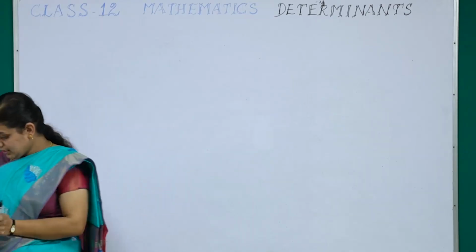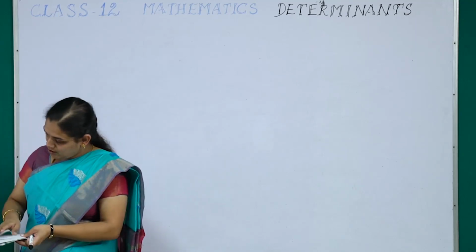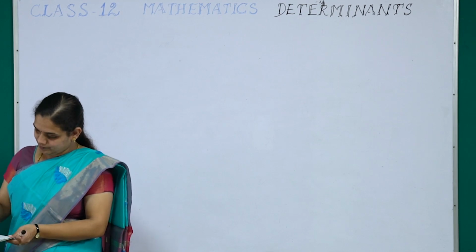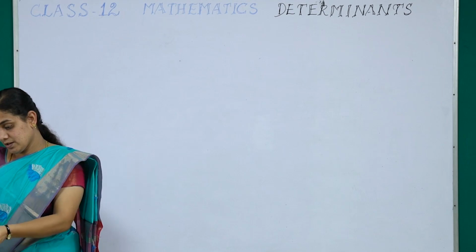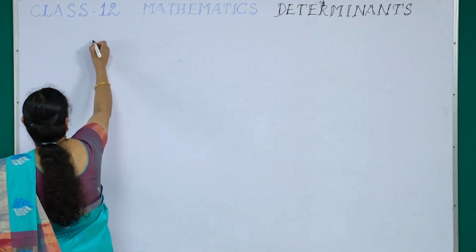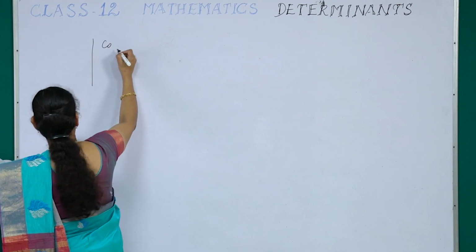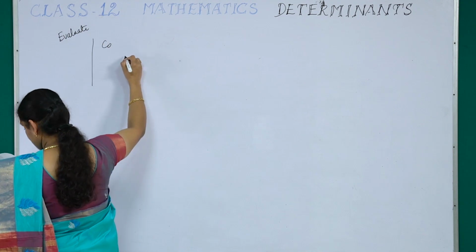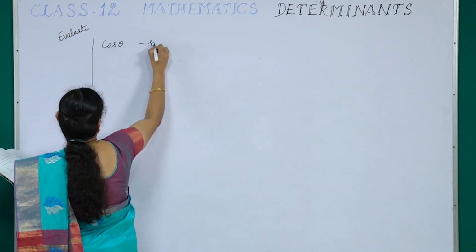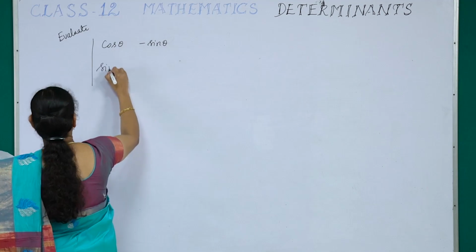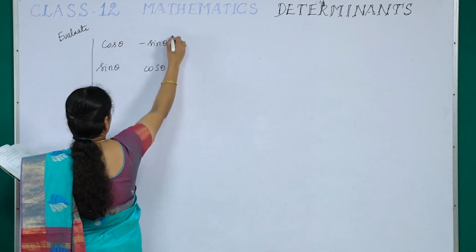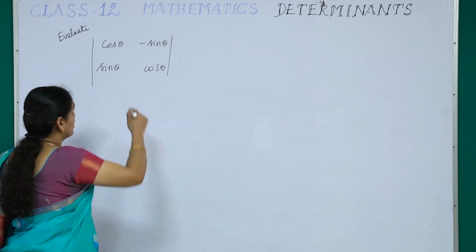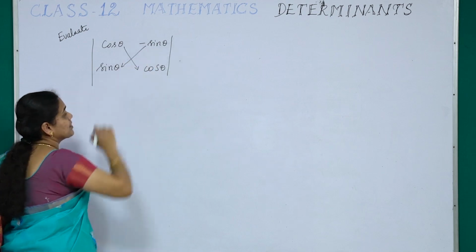Next, we will solve some problems from the exercise. Evaluate the determinants, this one: cos theta, minus sin theta, and sin theta, cos theta. So it's a 2 by 2 determinant, so it's easy for us to find the value. We just multiply crosswise and then subtract.